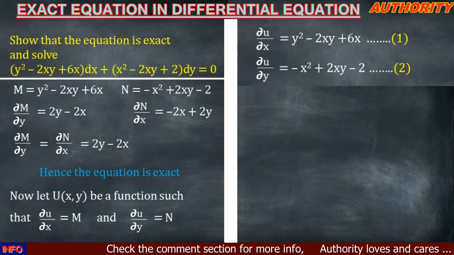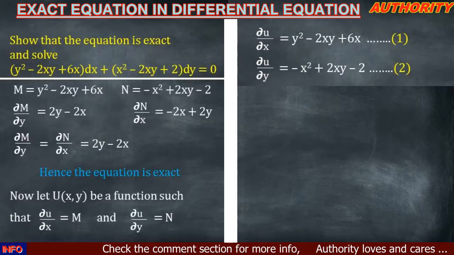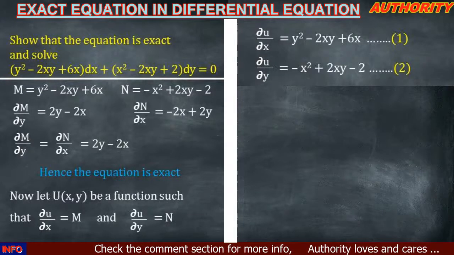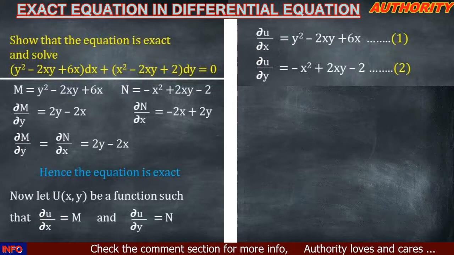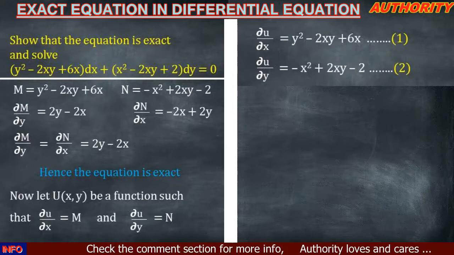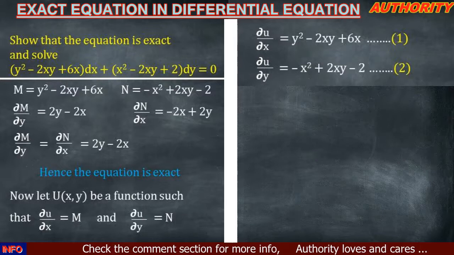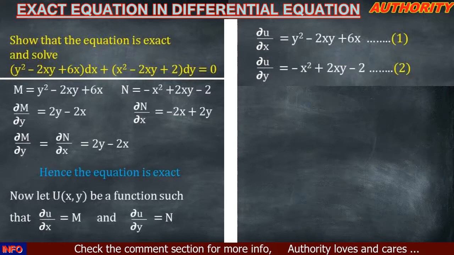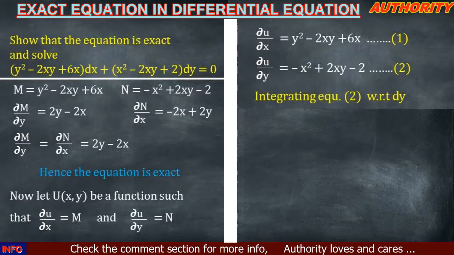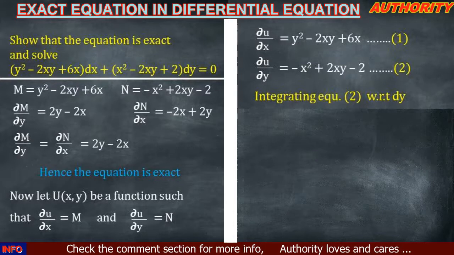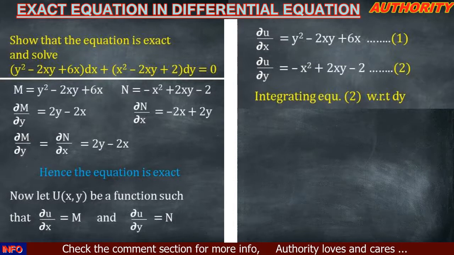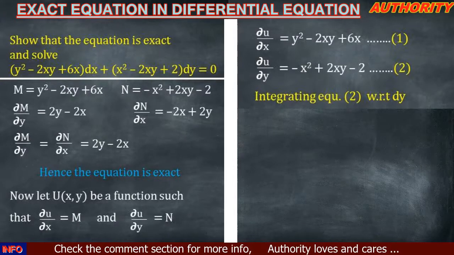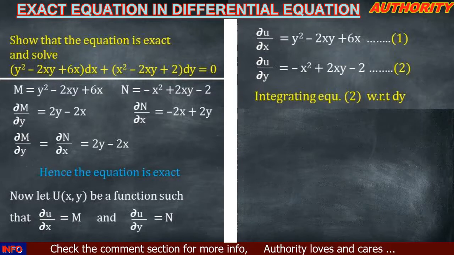Okay, so equation 2 says the partial derivative of u with respect to y is equal to minus x squared plus 2xy minus 2. So this is the partial derivative of u with respect to y. It is differentiated partially with respect to y. But we are looking for the function u. That means we are going to integrate this with respect to y.